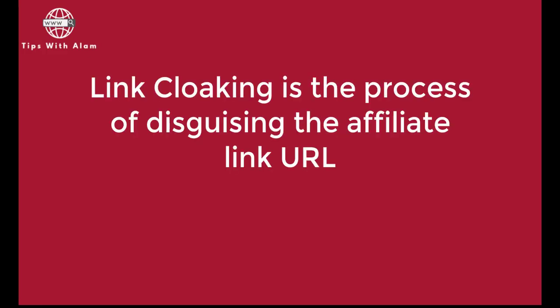All right, now what is link cloaking? Link cloaking is basically a simple process of covering your affiliate URL so that you can hide your affiliate ID and make the link shorter and more appealing to the visitors. Why is link cloaking important in affiliate marketing?